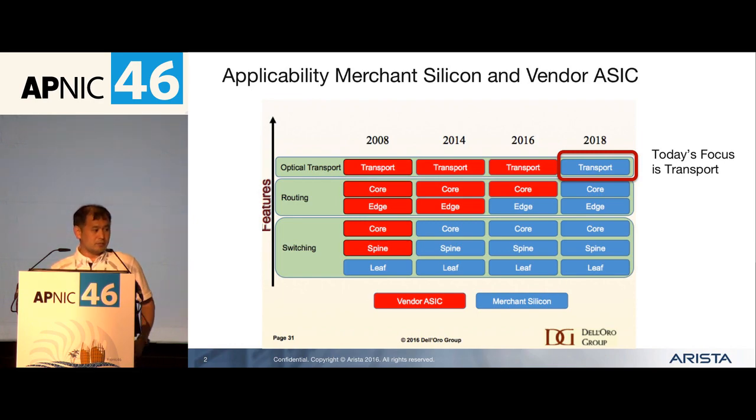Arista Networks started business in 2008. At that time, merchant silicon was applicable only on leaf switches. But after that, merchant silicon has been growing. In 2016, one of the merchant silicon, the Broadcom Jericho chipset, supported over 1 million routes with our software. After that, Broadcom Tomahawk 3 and Jericho 2 will support 400 gigabps, so it will be applicable to the routing core area.